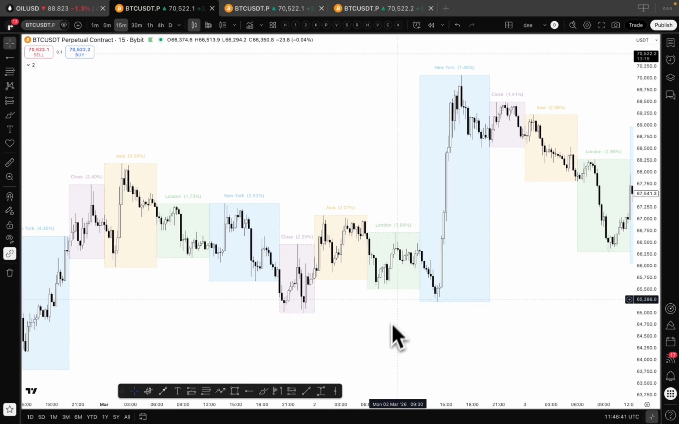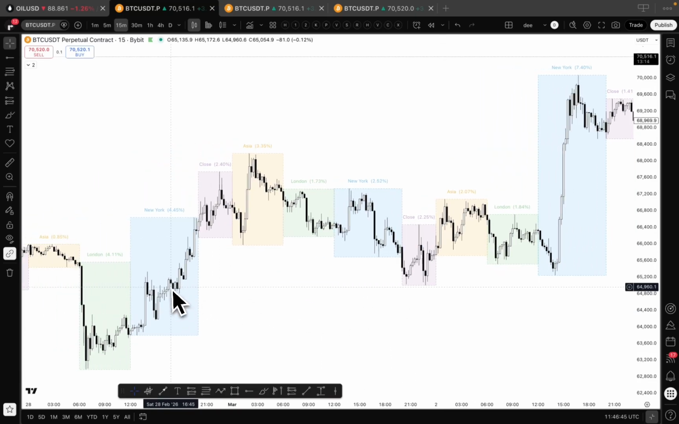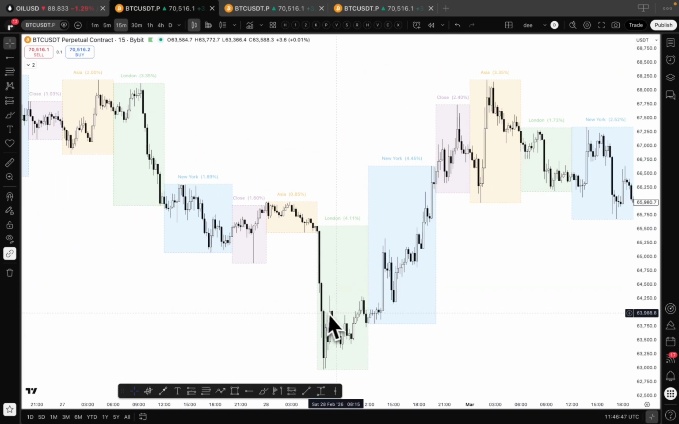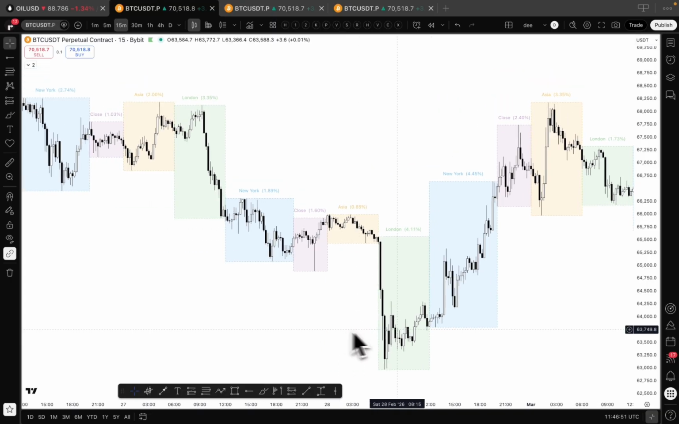Now on this day, we have London putting in the daily low. New York took it out. Okay, we're seeing this happening. London sets in the daily session. This was Saturday though, but we'll still count it. Let's just count it for this case.